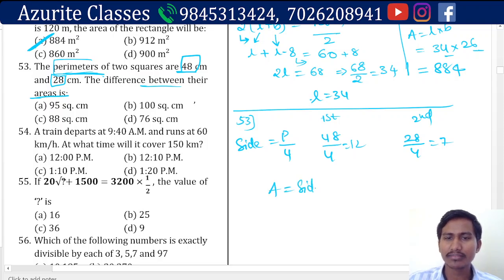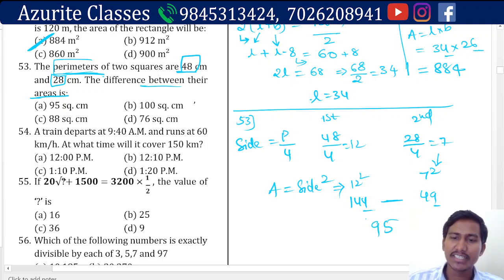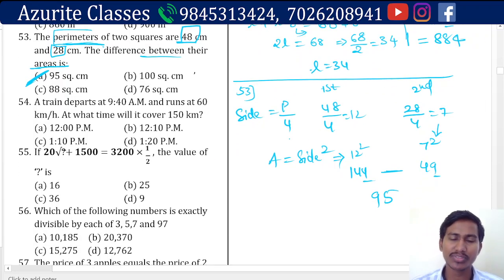Okay. So side square, so 12 square is 144, and then 7 square is 49. So if you subtract 144 minus 49, how much will it be? That is nearly 4 minus 9, that is 14 minus 9, it will be 5. So 5 means 95 is the answer, option A. Okay, good. Area will be option A, the difference.